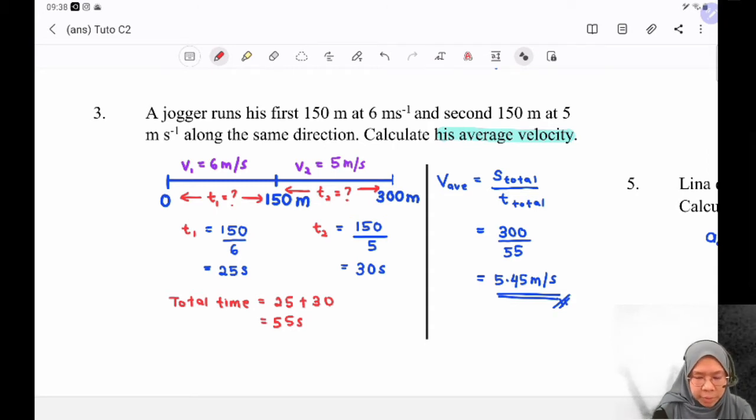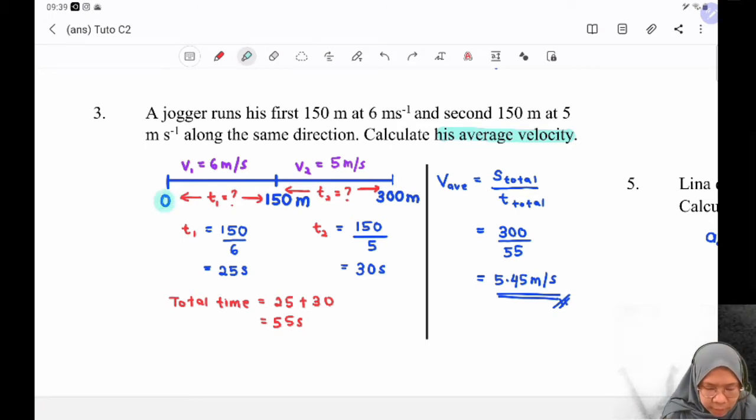kita nak pakai. S total over T total ataupun S2 minus S1. Final point tolak initial point. And then kita bagi dengan time taken. Right. Untuk soalan macam ni, galakkan awak untuk lukis diagram so that you can see the division of the time lah, masa yang telah dibahagikan.